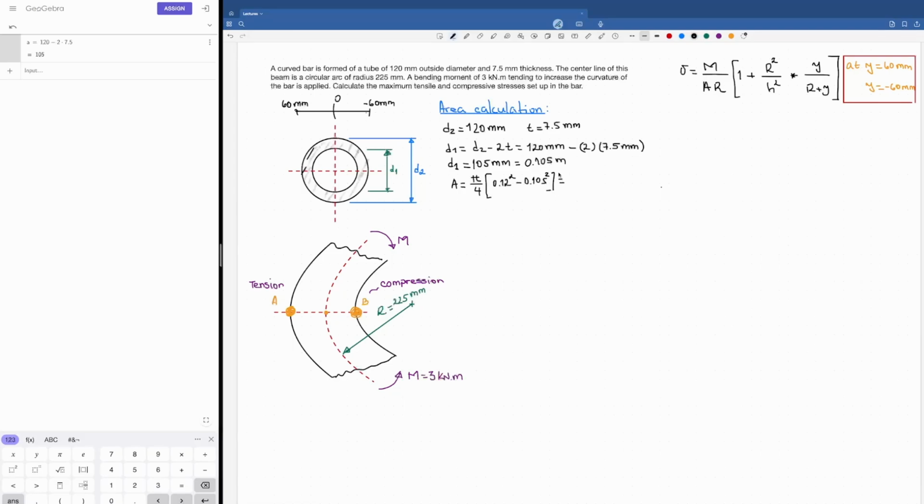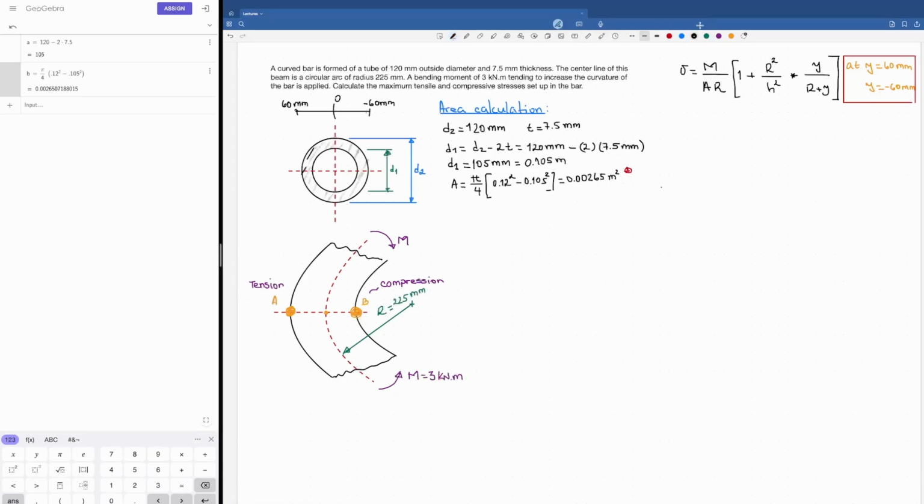And that's going to be equal to pi divided by 4, times 0.12 squared minus 0.105 squared. And that is 0.0025 square meters. Perfect. This is a value I'm interested to keep track of.